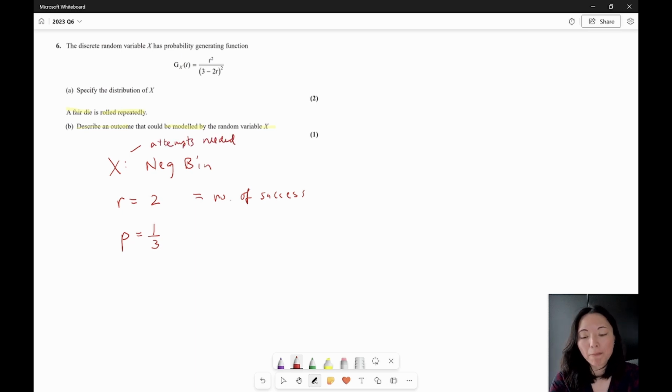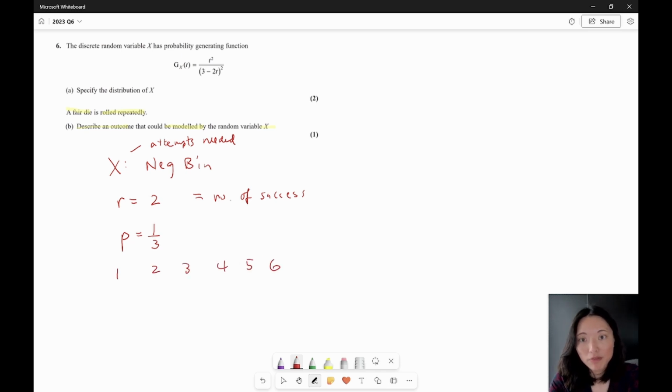What about the probability P? Here we're saying the probability of success is 1/3. Now, when it comes to a fair die, so there are 6 sides to a die, how do I define success in order that the probability of success will be 1/3? So I've got an outcome of 1, 2, 3, 4, 5, 6.